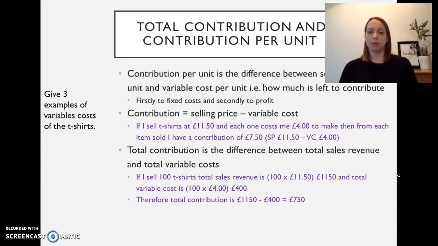My variable costs, remember my costs to make each of those t-shirts, I'm still making 100, so I then need to multiply that by £4. As we said, that's how much these t-shirts are going to cost to make, and that will give me my total variable costs of £400. Now the formula stays exactly the same, so I have to minus one from the other. Therefore my total contribution is £1,150 minus my £400, which will give me £750 as my total contribution towards my costs.